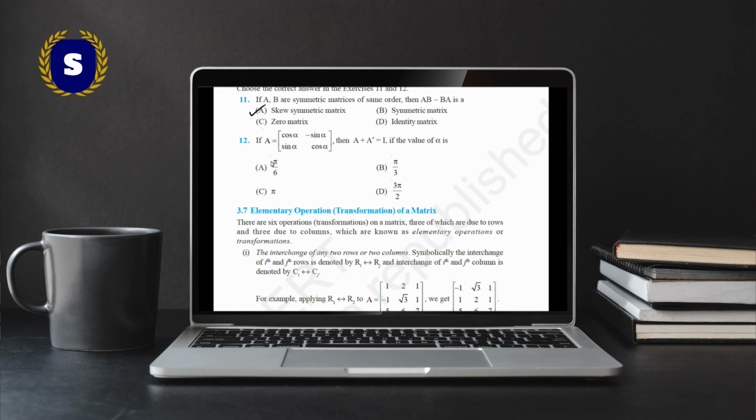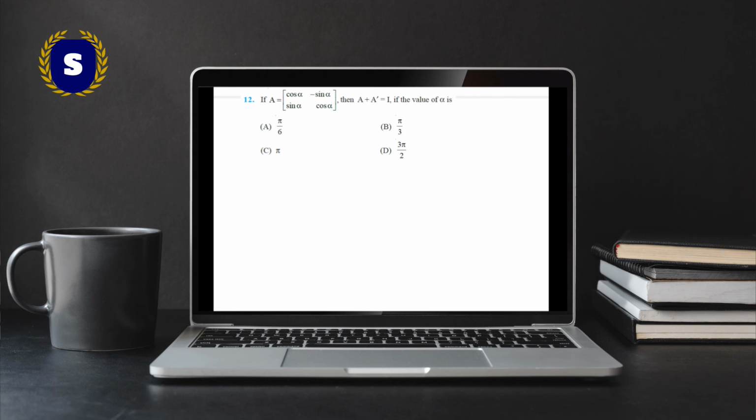Okay. 12th question. If A is the given matrix, then A plus A transpose is equal to identity. If the value of alpha is, so let us solve this question. So let us calculate the transpose of the given matrix first: cos alpha, sin alpha, minus sin alpha, and cos alpha. Now, as per given in the question, A plus A transpose is equal to identity matrix.